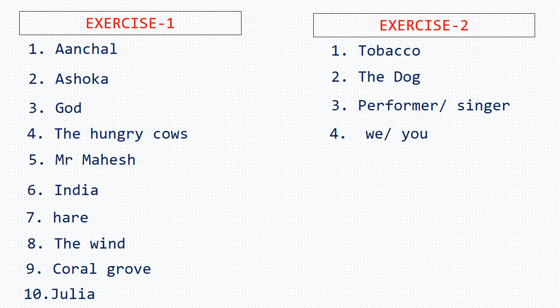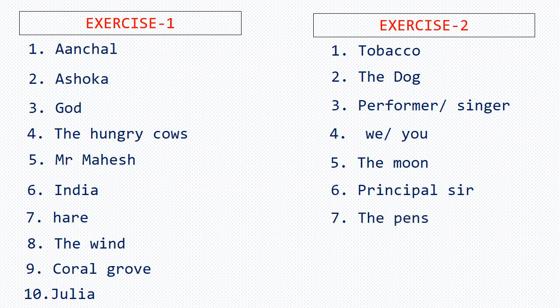Now number 5, dash goes around the earth. The moon goes around the earth, which is our natural satellite. Very good. Number 6, dash delivered the speech in the assembly. Principal sir delivered the speech in the assembly. It could be a boy or could be a girl too. Number 7, dash on the table are mine. The pens on the table are mine.